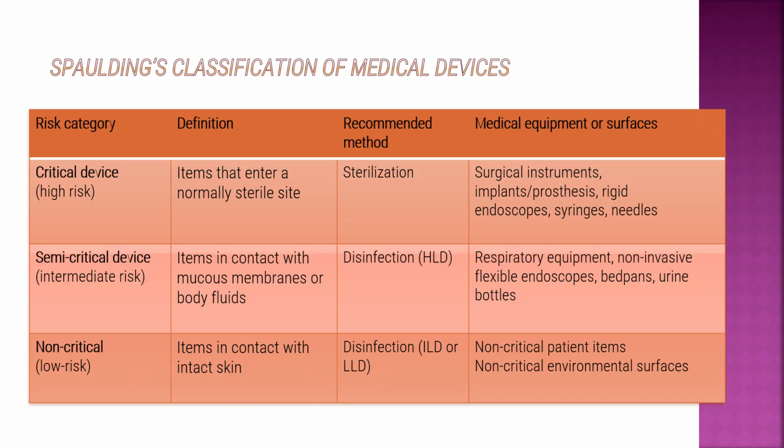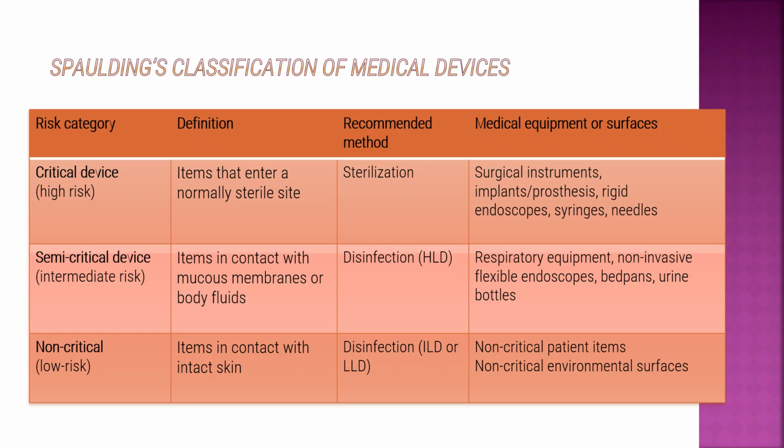So, the Spalding classification for medical devices. Critical device, that is high risk: items that enter normally sterile sites. The recommended method is sterilization, and the medical instruments are like surgical instruments, implants, prosthesis, rigid endoscopes, syringes, needles.